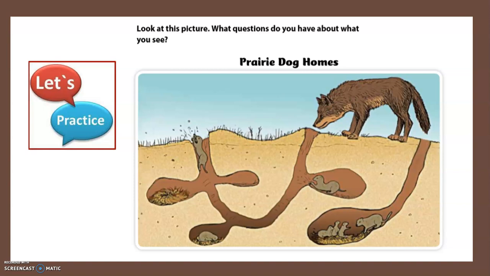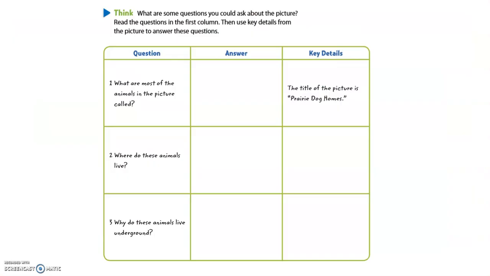Boys and girls, what we have here, instead of a piece of text, we have a picture. You can gather a lot of information from this picture. This is a special drawing called a diagram. It shows the structure of prairie dog homes. Let's get started. What are some questions you could ask about that picture?